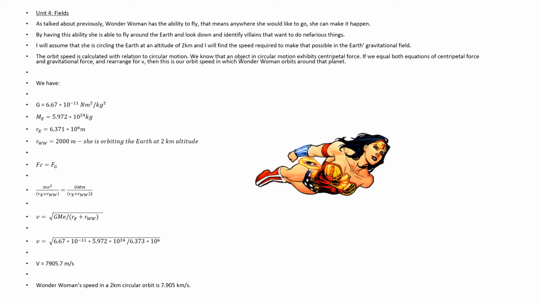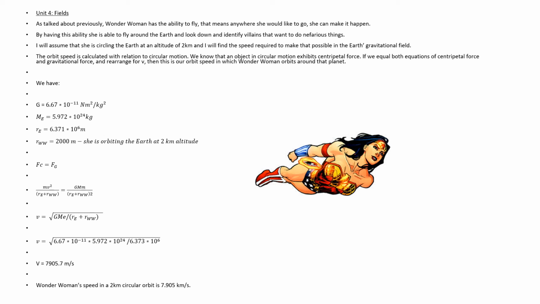As discussed previously, we're going to be going into a different unit, which is fields. We already talked about it: Wonder Woman has the ability to fly, and that means anywhere she'd like to go, she can make it happen. By having this ability, she's able to fly around the Earth and look down and identify villains that want to do nefarious things. I will assume that she is circling the Earth at an altitude of 2 kilometers, and I will find the speed required to make that possible in the Earth's gravitational field.